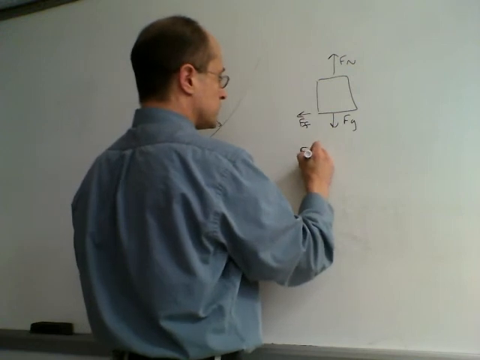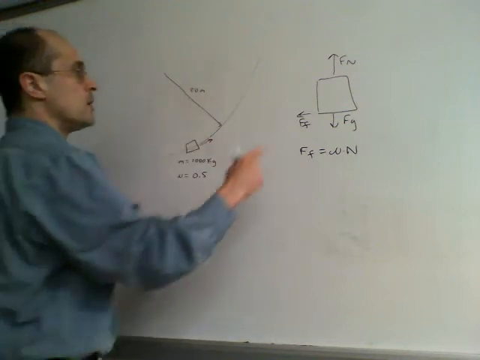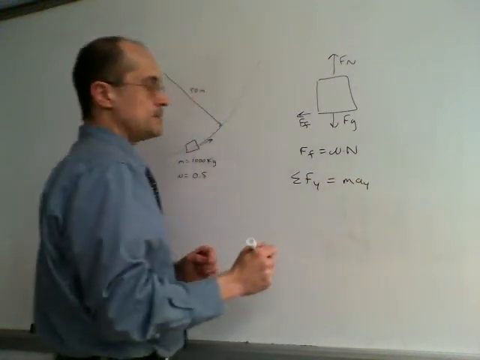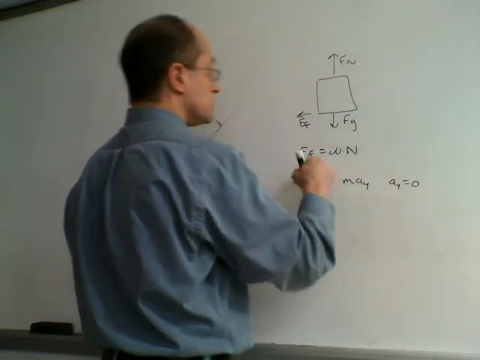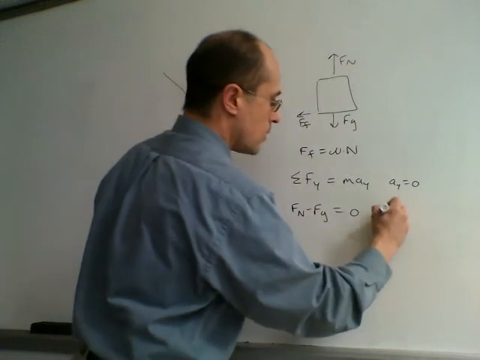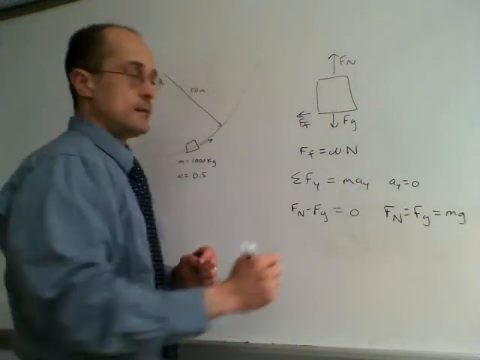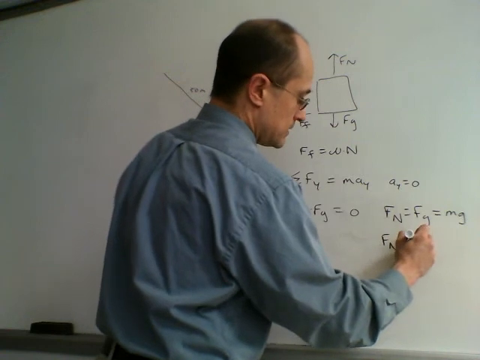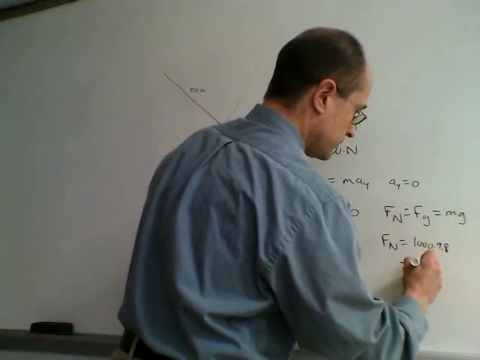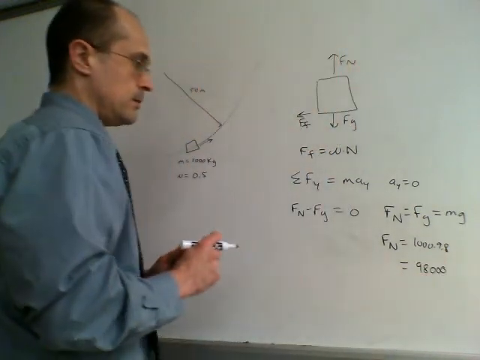So we know that the frictional force is just mu times the normal. If we want to look at how fast we can go, we should first sum the forces in the y, and the forces in the y equal m a_y, but we know that a_y is equal to 0. So when we sum our two forces, we get the normal force minus the force of gravity equals 0, or the normal force is equal to the force of gravity, which is mg. In this case, the normal force is just 1,000 times 9.8, and this turns out to be 98,000 newtons.